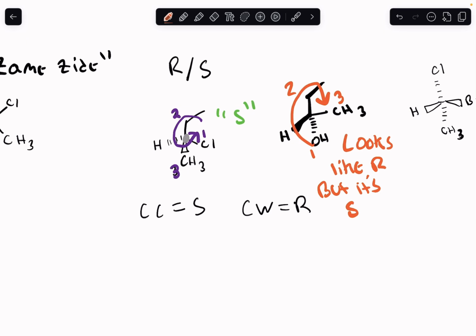So in this case, it is clockwise. Clockwise would tell us R, but because this hydrogen, being our lowest priority group, is not on a dash, we have to rotate the molecule. So it looks like R, but it's S. Awesome, I hope that made sense. And the last thing I will say is that the lowest priority group isn't always going to be a hydrogen. So just take note of that.